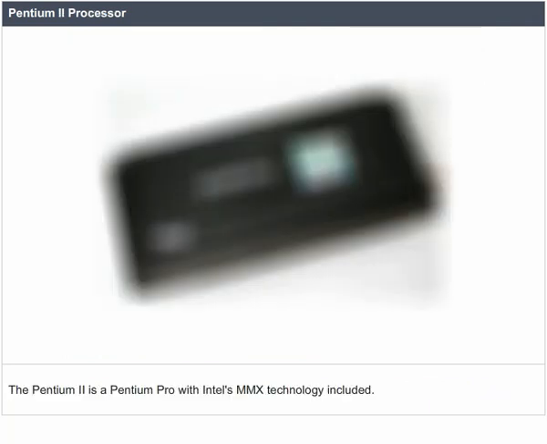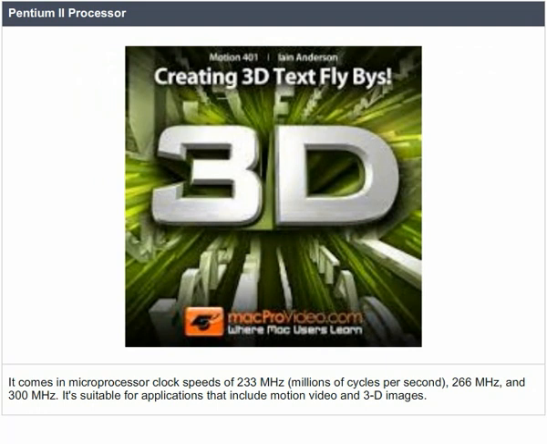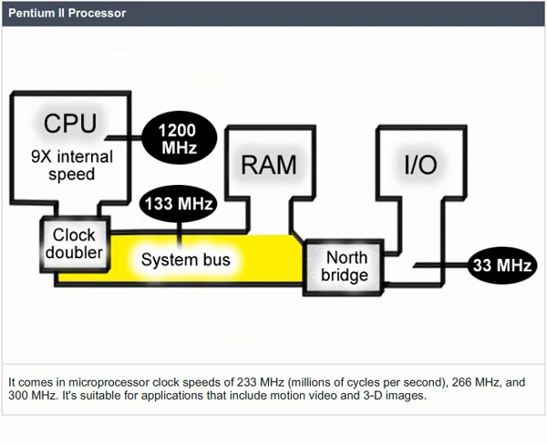Pentium 2 processor. The Pentium 2 is a Pentium Pro with Intel's MMX technology included. It comes in microprocessor clock speeds of 233 MHz (millions of cycles per second), 266 MHz, and 300 MHz. It's suitable for applications that include motion video and 3D images.